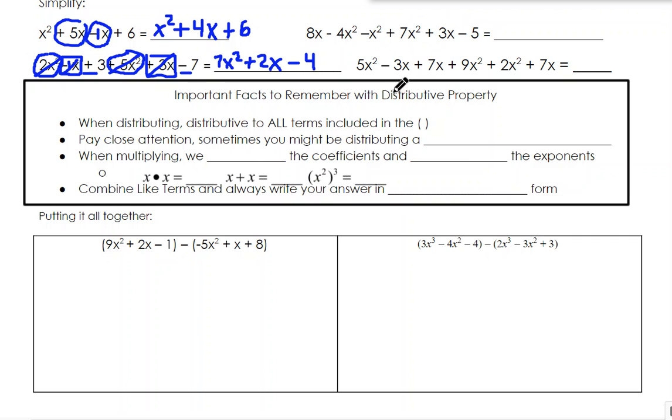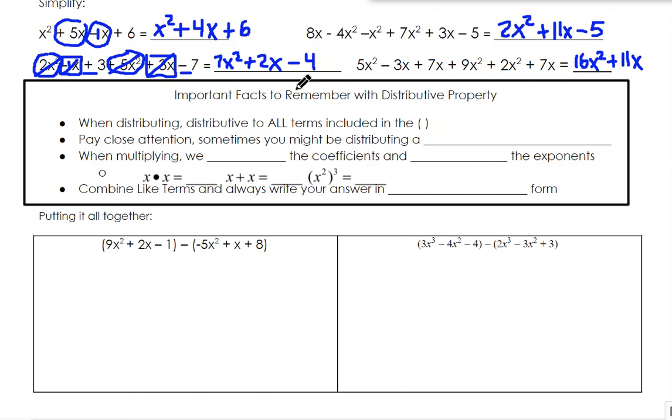Remember, you want it in standard form, so I would start with your x squareds, see what you can combine, then start with your x's, and then start with your constants. All right? Pause the video and give it a shot. All right, hopefully you paused the video and did these two on your own. There's your worksheet, or there's my answer so you can check your work.